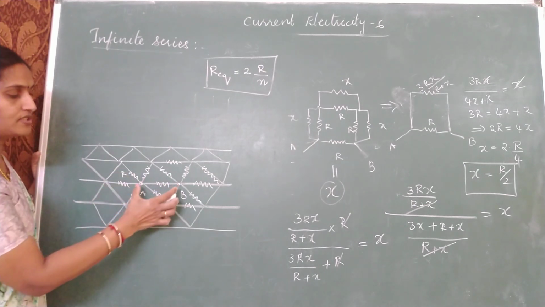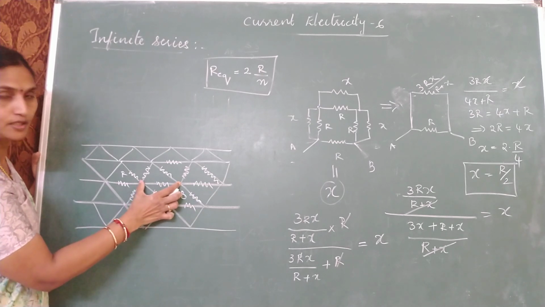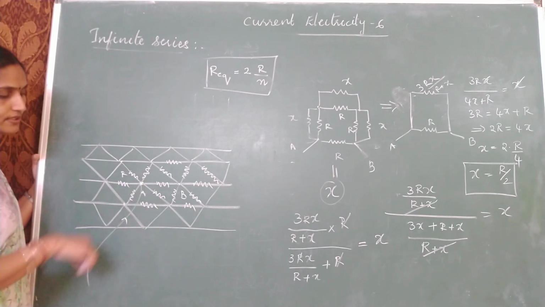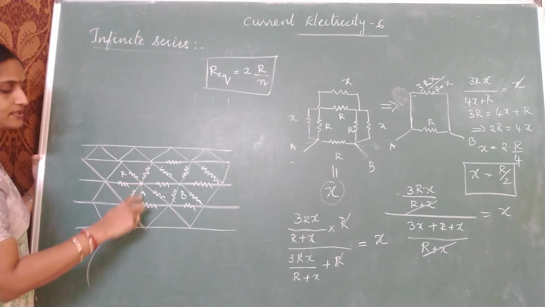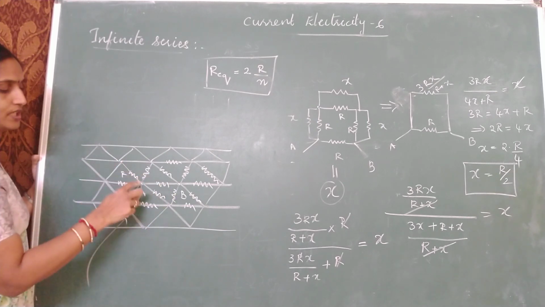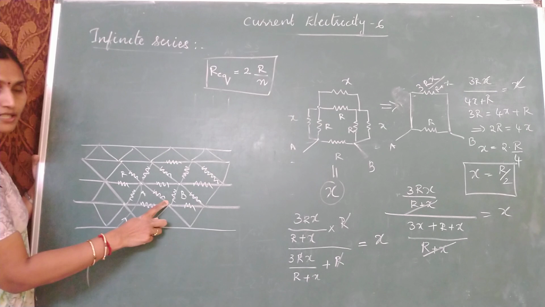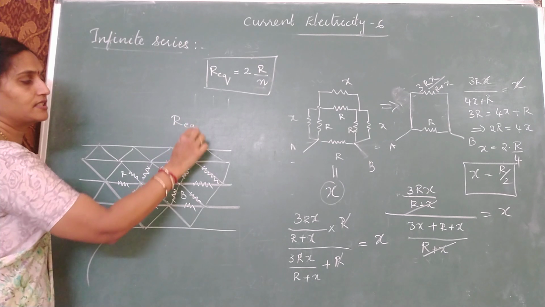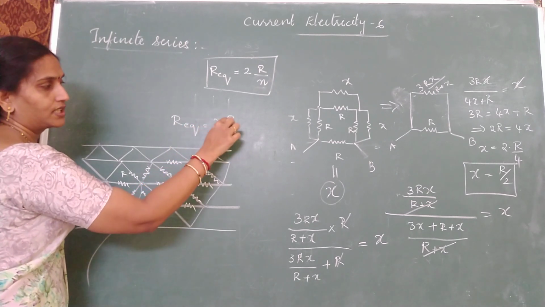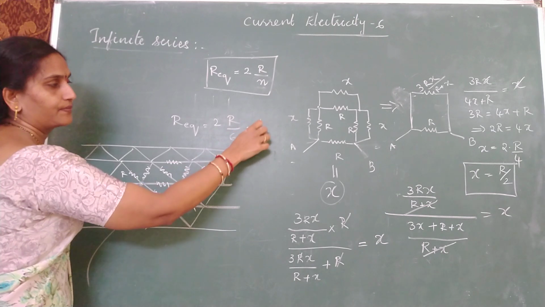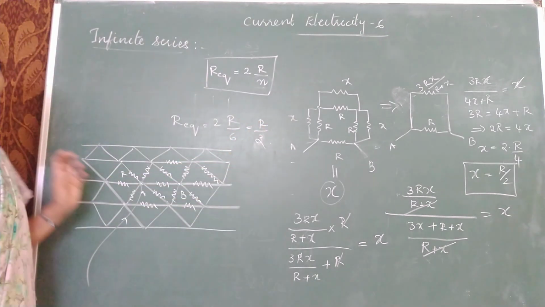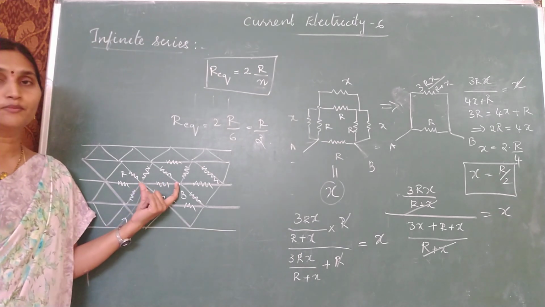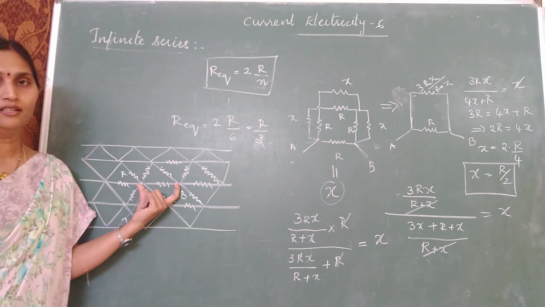What is the equivalent resistance across the adjacent points A and B? Use the shortcut formula. From here, if you send the current, it is divided into how many parts? 1, 2, 3, 4, 5 and 6. What is the value of N? It is 6. So what should be your equivalent resistance? 2 times of R divided by 6. Answer, R by 3. So this is for a triangular grid. Remember, this formula is applicable only for adjacent points, not for every other point, only for adjacent points.